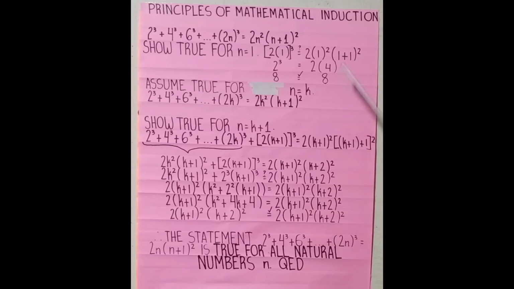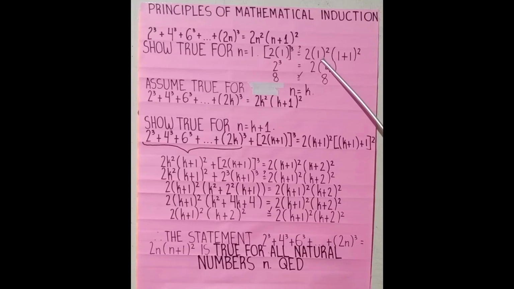So the left hand side is equal to 2n cubed, so we will just have to substitute 1 to n. So that is why it is 2 times 1 cubed is equal to 2 cubed is equal to 8. And the right hand side is equal to 2n squared times the quantity n plus 1 squared. Then we will just have to substitute 1 to n. So that is why it is 2 times 1 squared times 1 plus 1 squared.